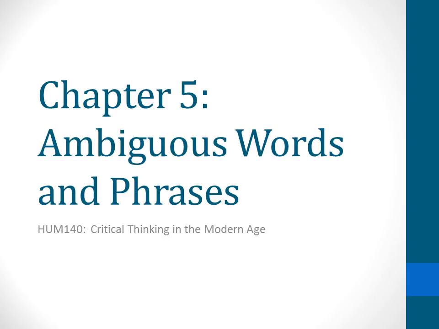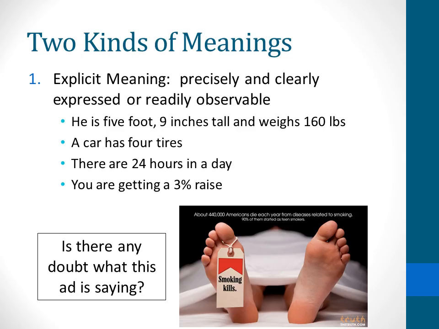Hello, welcome to Chapter 5, Ambiguous Words and Phrases. And this is for the class Humanities 140, Critical Thinking in the Modern Age. So before we get to the ambiguity, we want to talk about meaning.